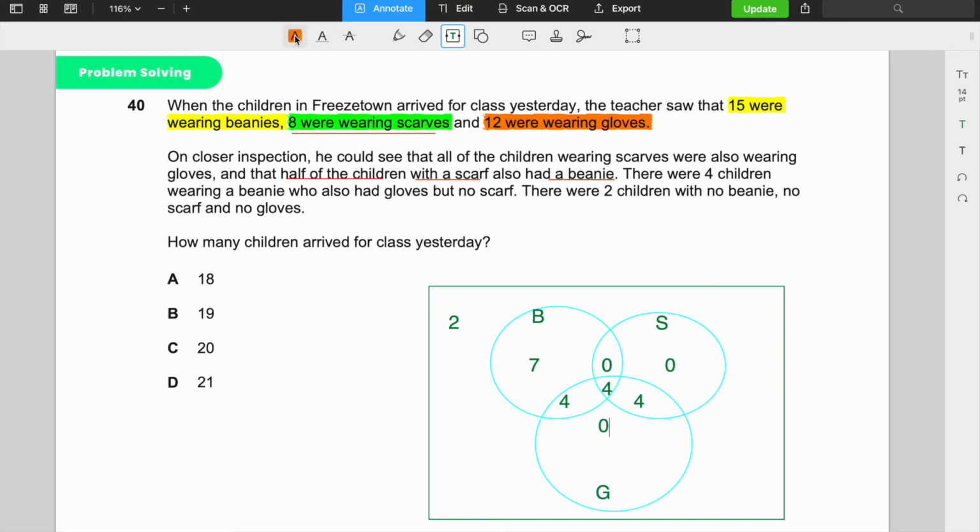Now the final question is simply, how many children arrived for class yesterday? Well, this whole rectangle and the 3 circles represent the total number of children in Freetown, so you just have to add up the numbers. You want to do 2 plus 7 plus 4 plus 4 plus 4. You don't have to add the zeros. And you're going to get a final answer of 21.